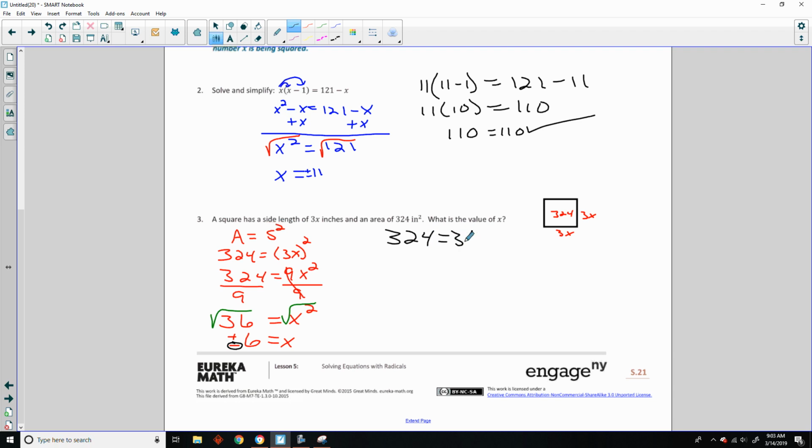324 should equal 3 times my x squared. So 324 should equal 3 times 36. Is that right? No, my parentheses are in the wrong place. Let's write it down correctly right here. 324 equals 3 times 6 squared. Notice how parentheses matter. 324 equals, do inside the parentheses first, 18 squared. And 324 equals, hey Siri, what's 18 squared? 18 raised to the second power is 324. And there you have it.